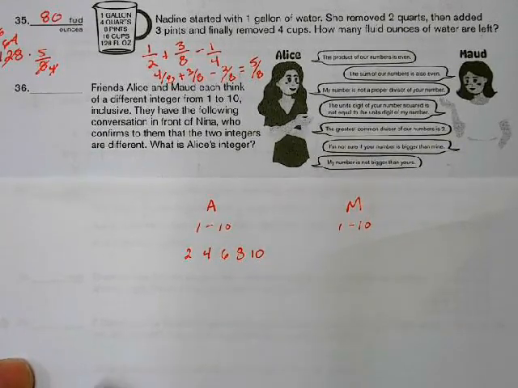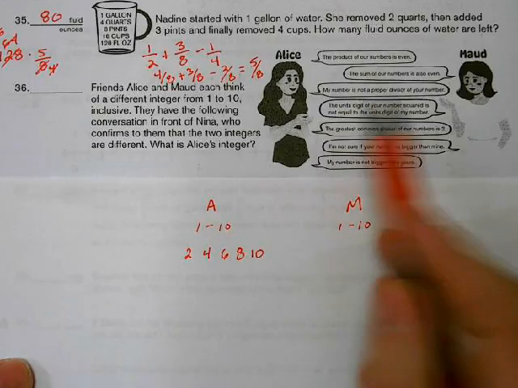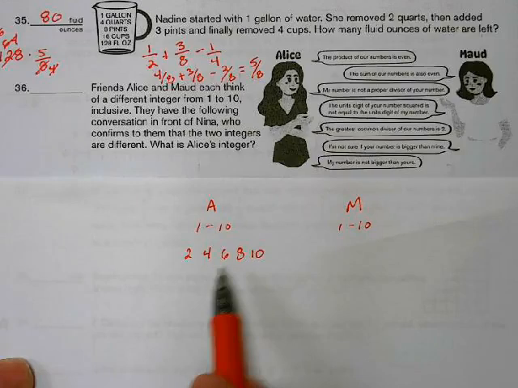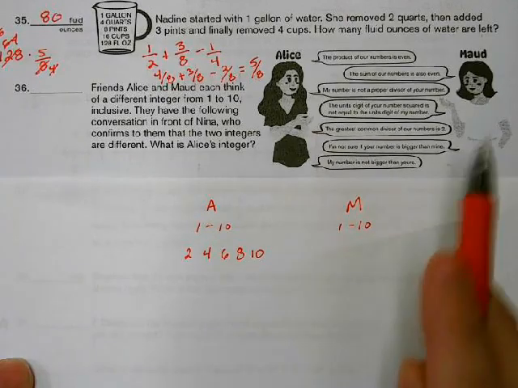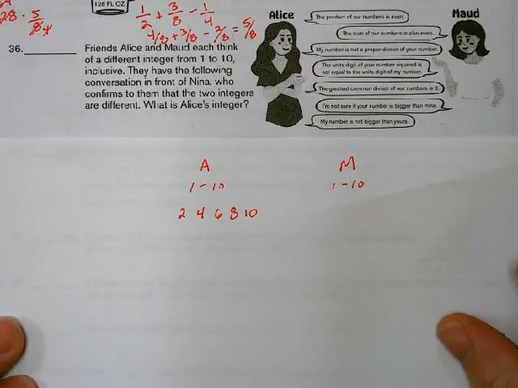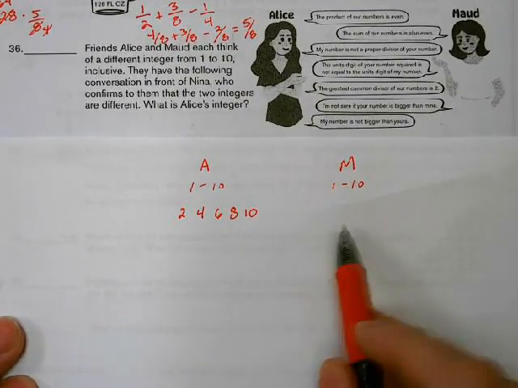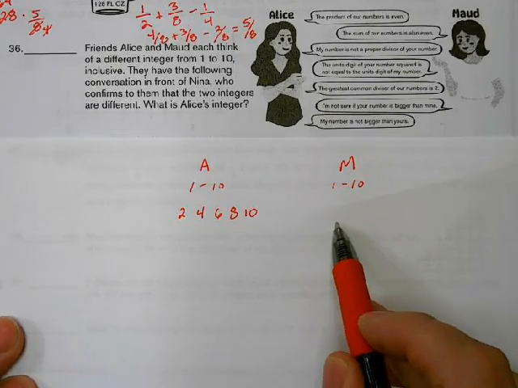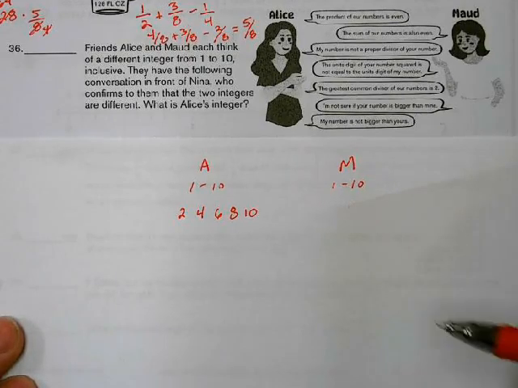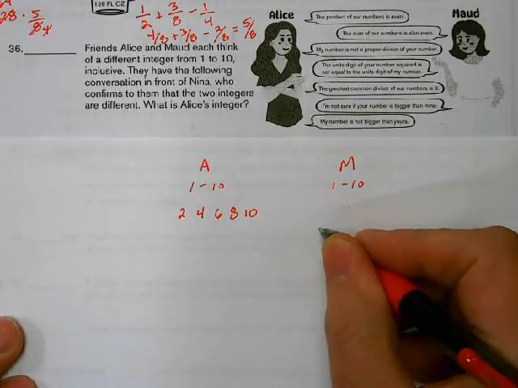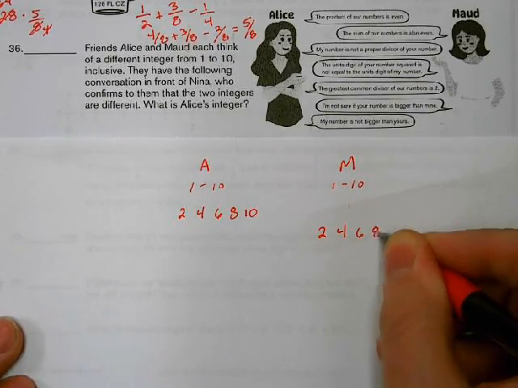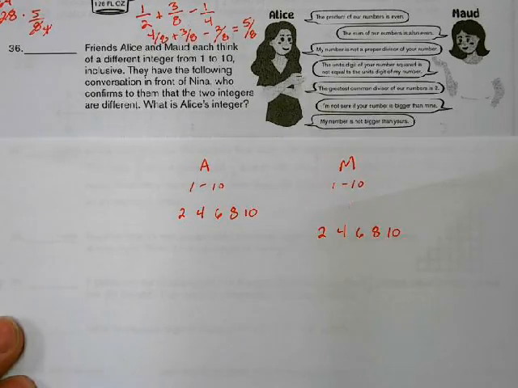Okay, so now it's Maud's turn. Maud says the sum of our numbers is even. Now Maud knows that she has even numbers. And the only way for Maud to now say, okay, I know that the sum of our numbers is going to be even, is if you take an even number plus an even number, that's the only way to get an even sum. So Maud is telling Alice, oh, my numbers are even as well. So in this next statement, we now know that Maud has even numbers as well. So after 2 statements, we know that they both have even numbers.